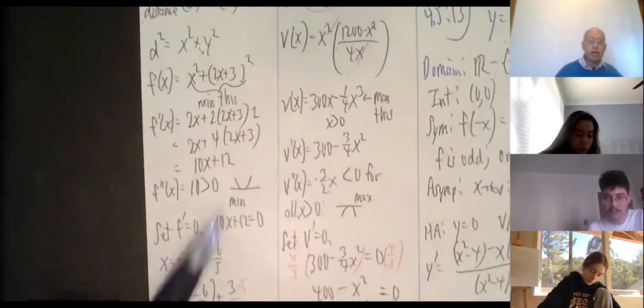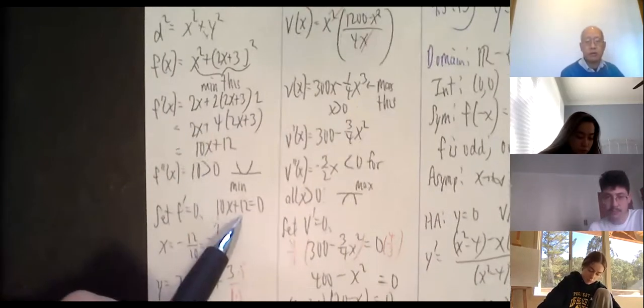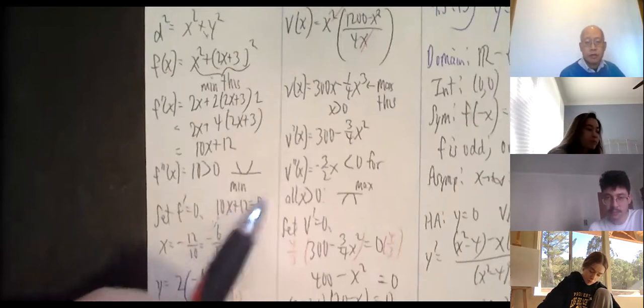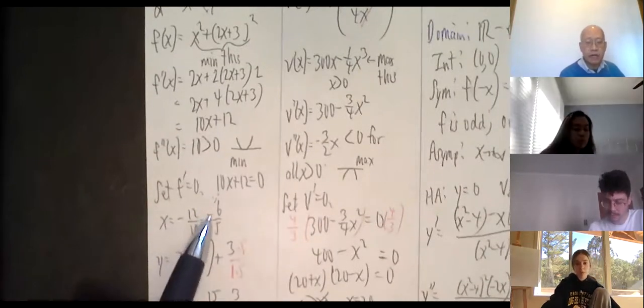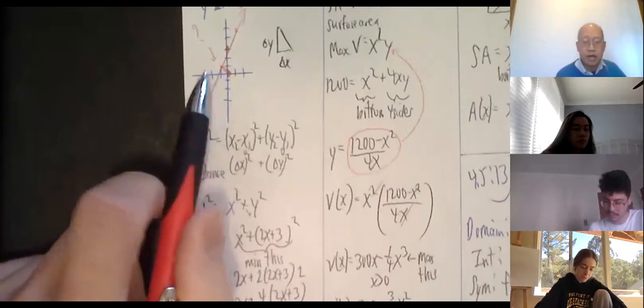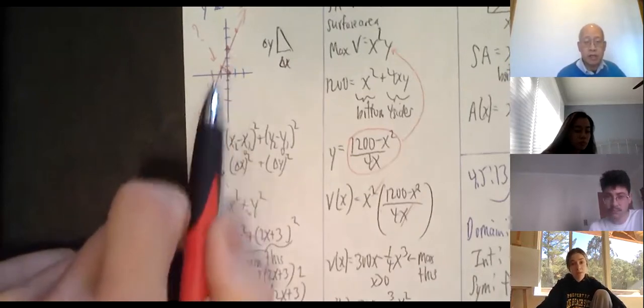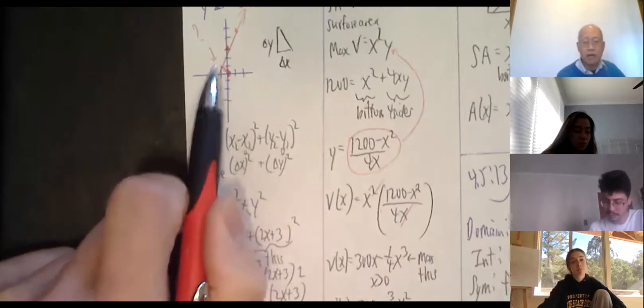All right, so all I have to do is set f prime equal to 0. That's easy. 10x plus 12 equals 0. Subtract 12, divide by 10. x is negative 12 over 10, or negative 6/5. So the x coordinate over here is negative 6/5. And that does go along with our intuition. It looks like it's in the second quadrant, where x is negative but y is positive. Okay, let's check the y coordinate now.